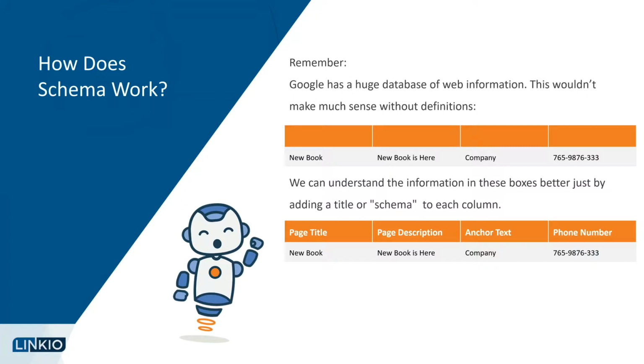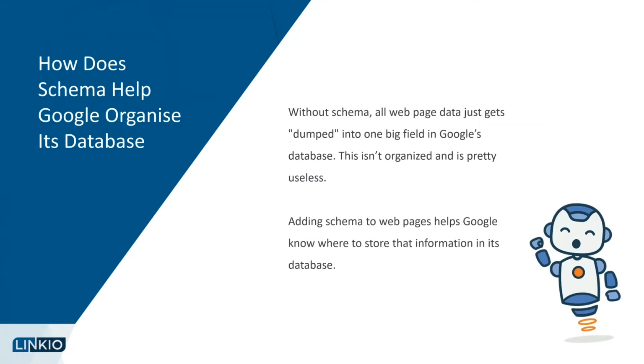So think about it this way, right? Google's got this huge database of web information, but if we don't give it definitions, it's just a table without headers. If you add definitions, it becomes very clear for Google what to put in their database. Imagine taking all this data and just dumping it into a database and it's not organized, or imagine adding schema to your site and then helping Google know exactly where to store the SEO page.